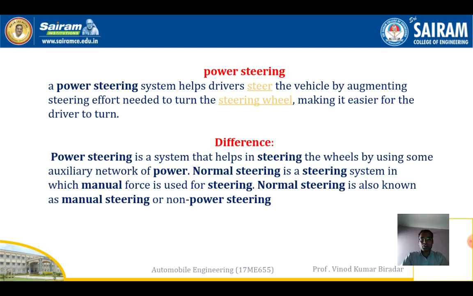Okay, so what is the main difference between power steering and normal steering? In power steering, the system helps in steering the wheels by using some auxiliary gearbox network. Normal steering is a system in which the steering is forced manually. It is also called manual steering. That is the main difference: in manual steering, manual force is applied, and in power steering, some mechanism is used.